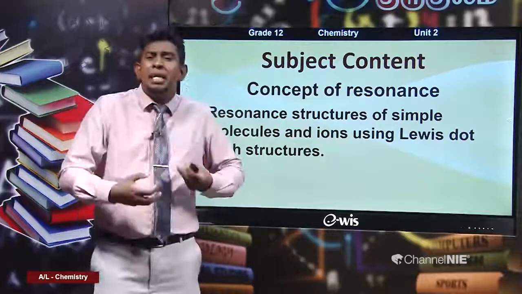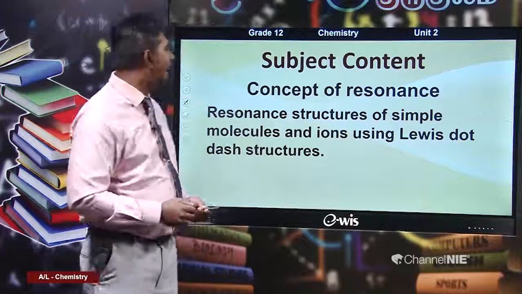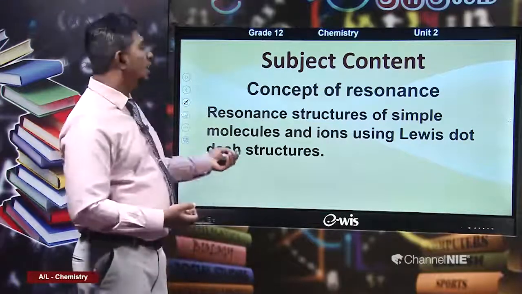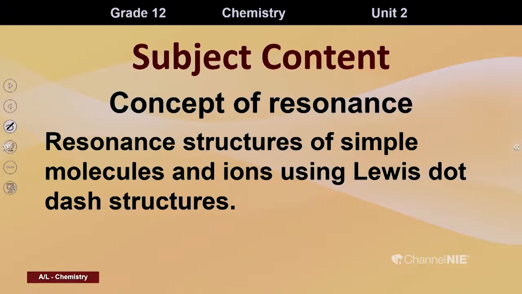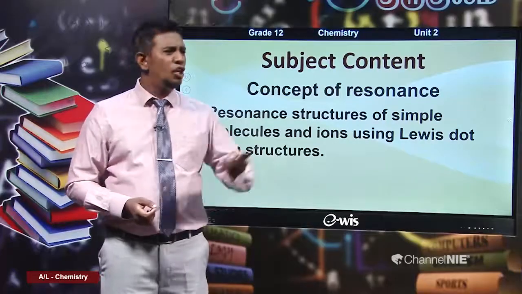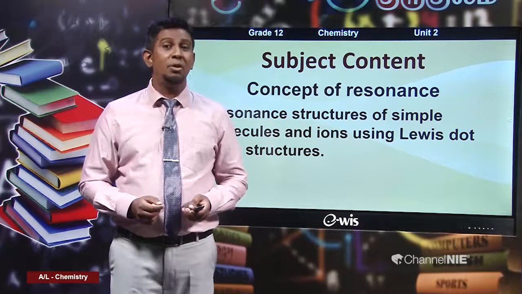Then its subject content, when you check, you would find the concept of resonance structures of simple molecules or ions, using Lewis dot-dash structures. So we are going to draw resonance structures in our effort to draw the Lewis structure standing for that particular ion or molecule.